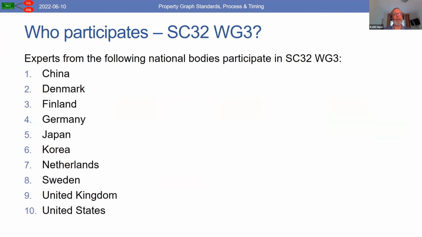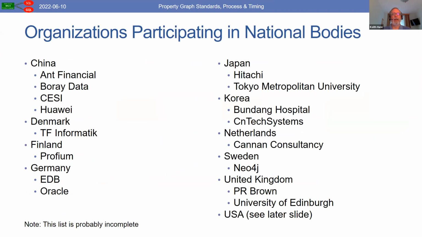In WG3, we have individual experts from a number of national bodies, including China, Denmark, Finland, Germany, Japan, Korea, the Netherlands, Sweden, United Kingdom, and the United States. I'll leave this slide for you to look at later. This is sort of a breakdown of who participates from each of the national bodies. And it's probably out of date at this point because I haven't double checked it in 6 months.